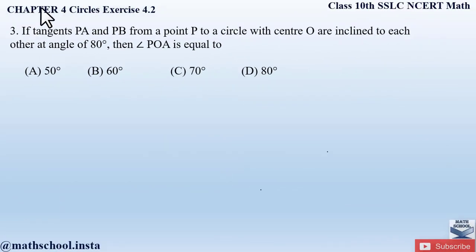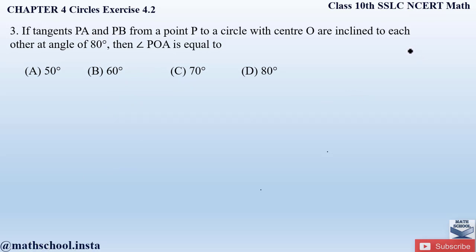Question number 3 from exercise 4.2, chapter 4 circles says, if tangents PA and PB from a point P to a circle with center O are inclined to each other at angles of 80 degree, then angle POA is equal to. So here let us first draw the figure according to the question.